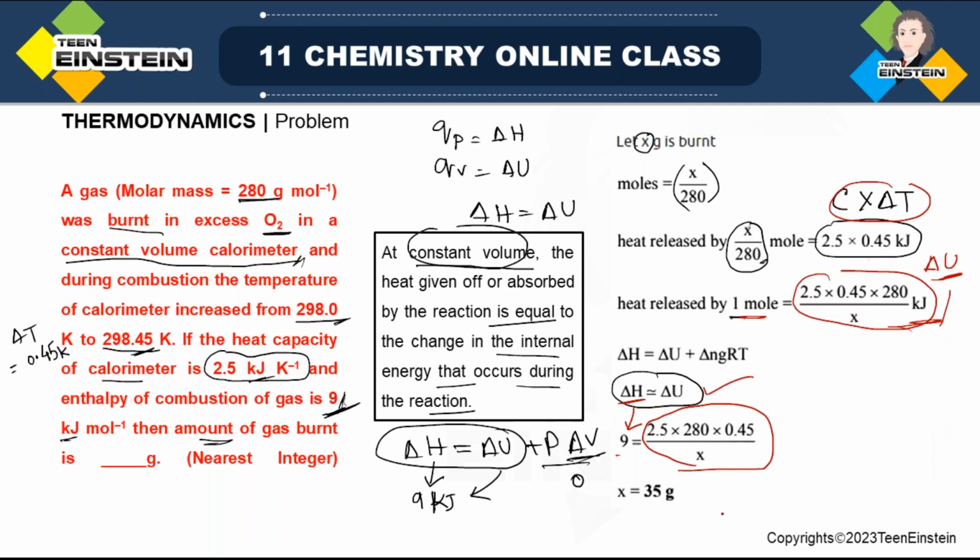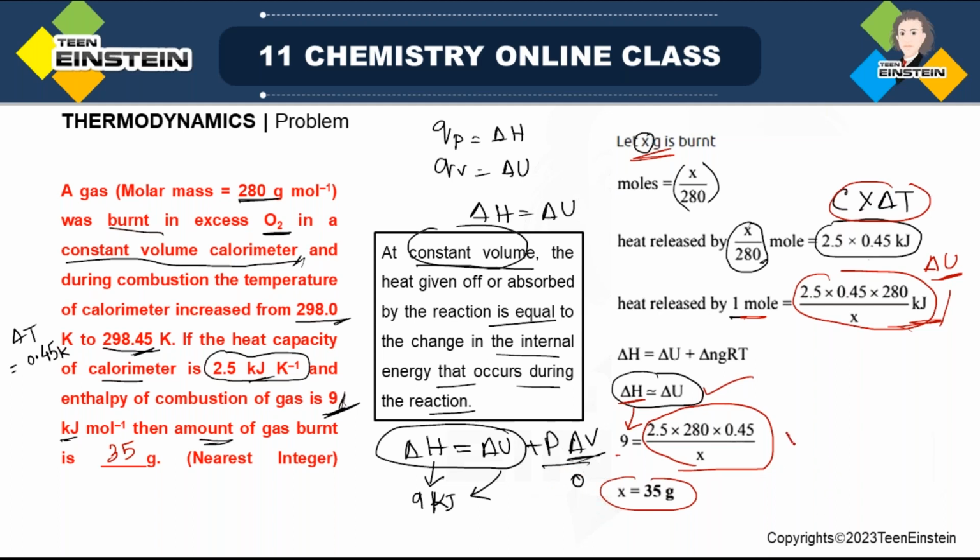And now finally from this equation you can write that x is equal to 35 gram. So 35 gram is the starting amount of the gas for which the molar mass is 280. So this is the answer, 35 gram. Okay.